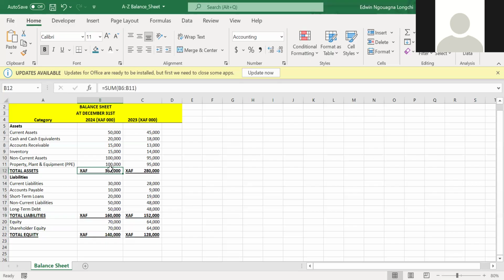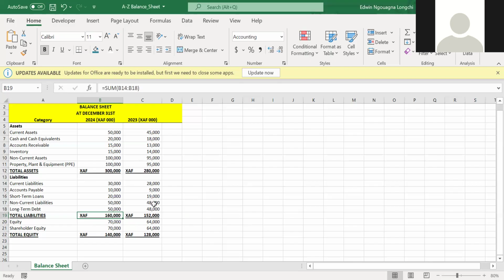That's why they call it a balance sheet. So you must balance. So it gives you a snapshot of your business. So when I look at this business, I see that you have more assets than you have liabilities. You have assets worth $300,000 or francs, and you have liabilities worth 160,000 francs. It means that you are in good standing.